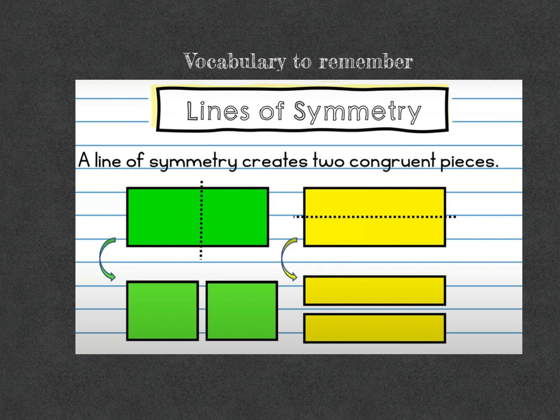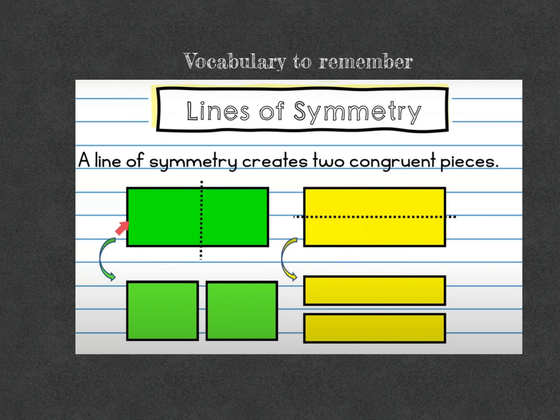Before we get started with our lesson, let's go over some vocabulary to remember that will help us along the way. Today we're going to be talking about lines of symmetry. A line of symmetry creates two congruent sides. We can think about symmetry as folding a shape in half.